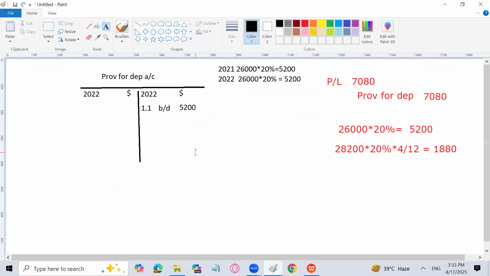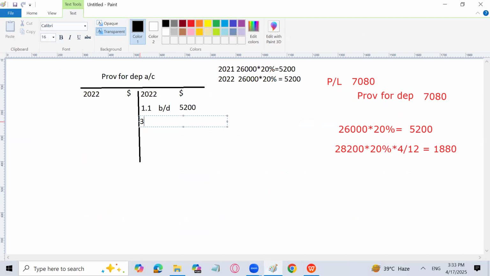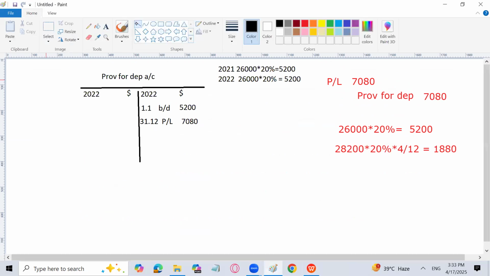So I'll pass the entry. That is, at the end of the year, we have to calculate depreciation on 31st December. The entry will be profit and loss account debit, provision for depreciation credit. We have already passed the entry 7080. I will go for the total of this, and this will be written as balance carried down.